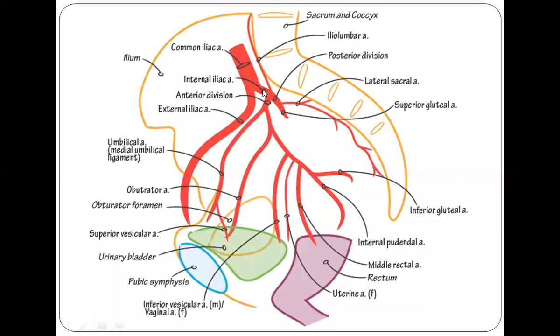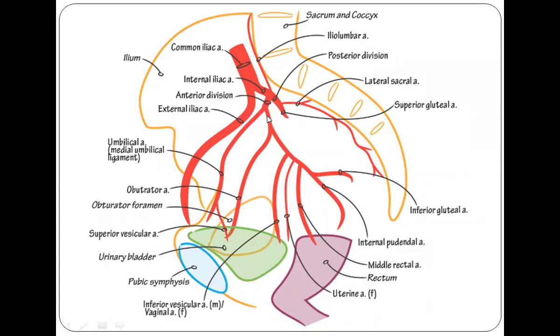Now, internal iliac artery is dividing into an anterior division and a posterior division. So please pay attention to this diagram. Internal iliac artery dividing into anterior and posterior division. From the posterior division of the internal iliac artery, just look at this branch. This is the superior gluteal artery. So superior gluteal artery is arising from the posterior division of the internal iliac artery.